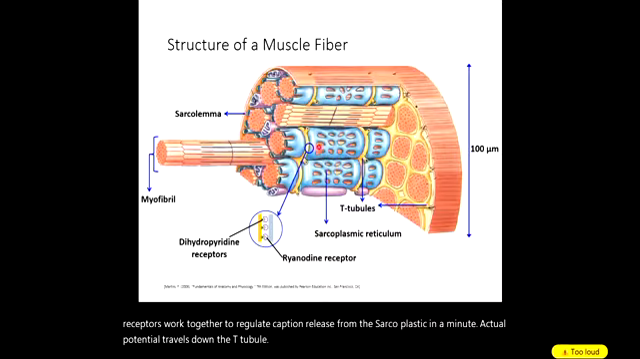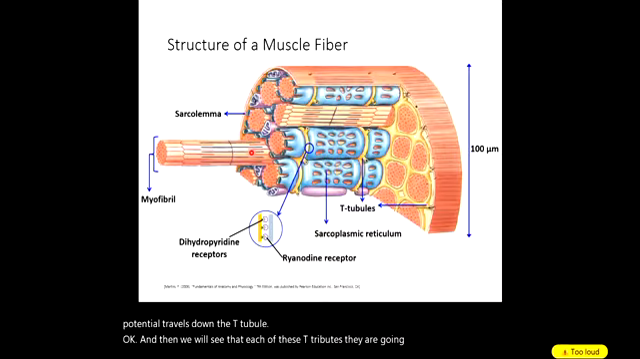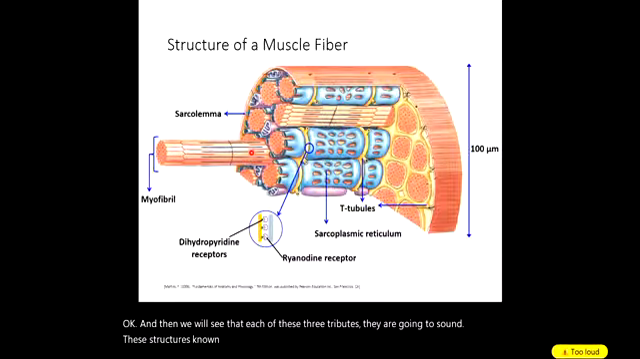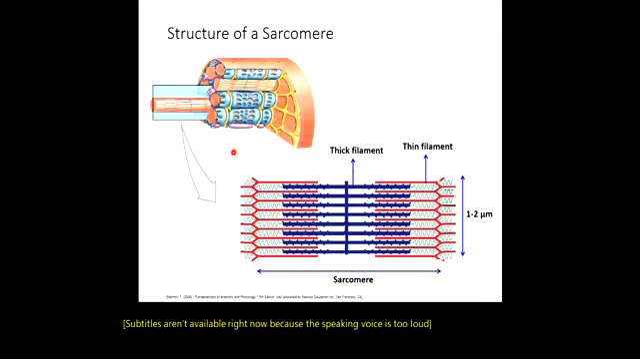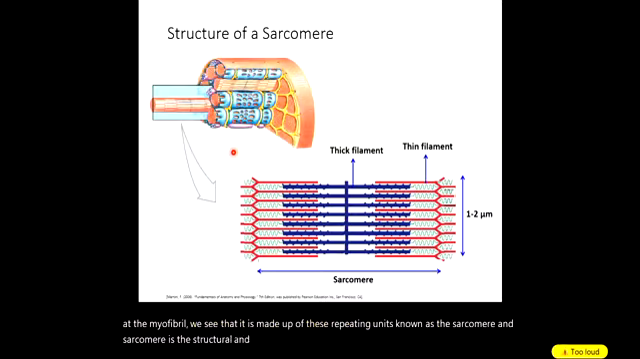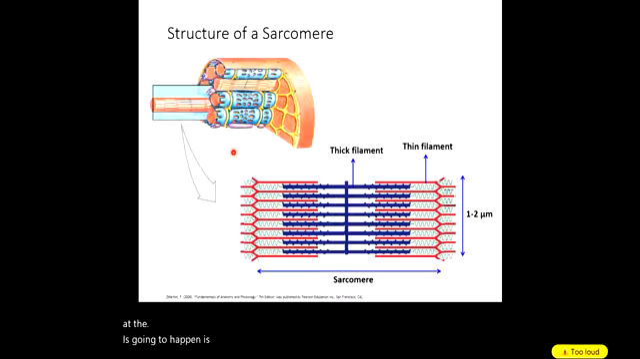Okay, and then you'll see that each of these T-tubules is going to surround these structures known as myofibrils. So that is another important thing to consider. You have these many myofibrils which are surrounded by these T-tubules. Now when you take a closer look at the myofibril, we see that it is made up of these repeating units known as the sarcomere, and the sarcomere is the structural and functional unit of the muscle. Whatever happens at the sarcomere is going to happen throughout the muscle to cause it to contract.